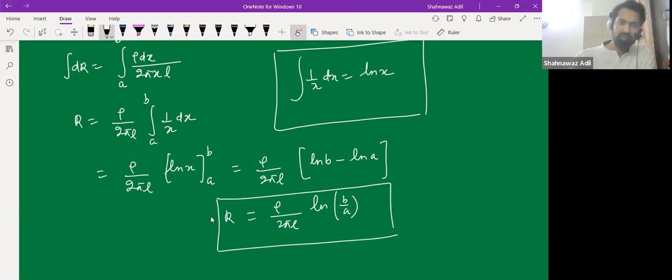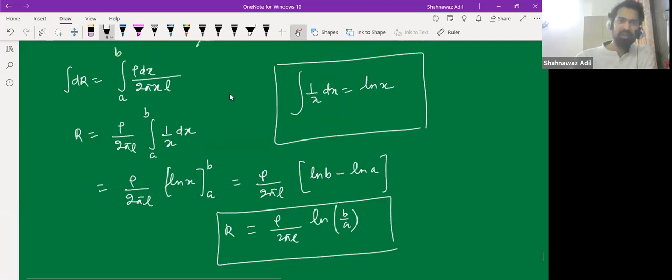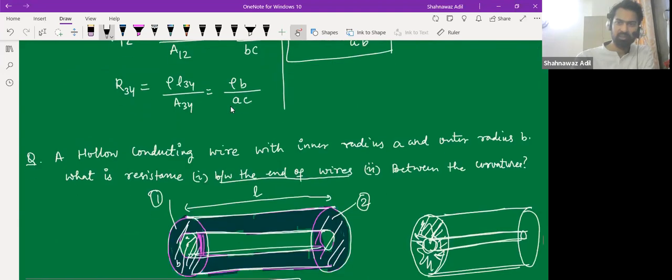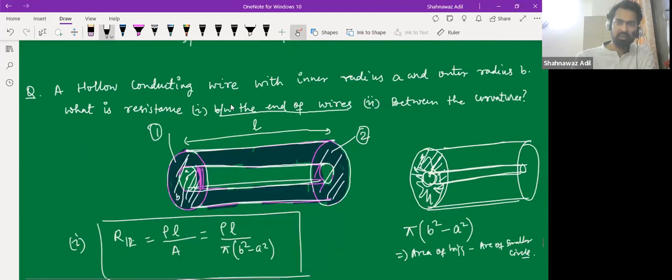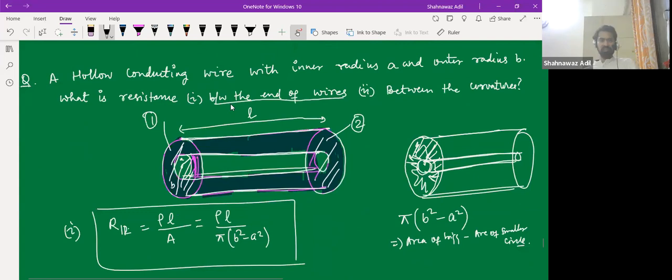Okay, so please note down from here, and if you have any doubts, please ask. So we'll stop here, and in the next class, we will do cells, combination of cells, and Kirchhoff's law. Then we will quickly finish this chapter.